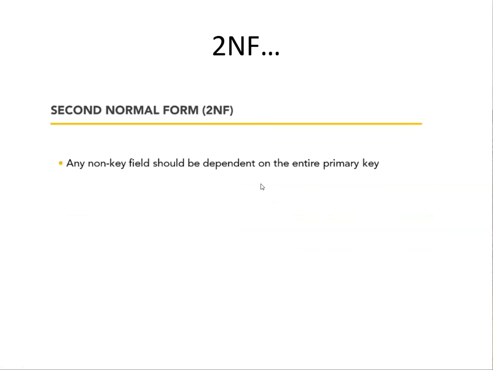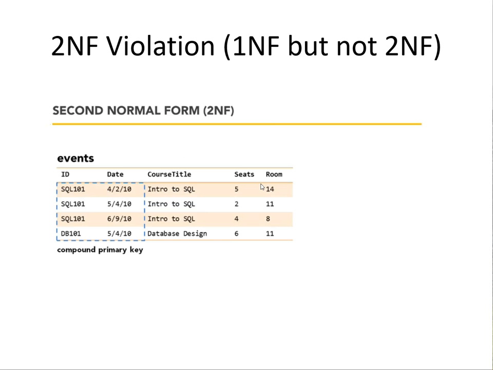Second normal form's definition is any non-key field, so anything that's not a primary key, should be dependent on the entire primary key. We cannot have partial dependencies. Let's see what this really means. Let's take a look at this situation where we have a compound primary key in this events table. I have an ID and a date, and you can see that while ID is not unique, the date and ID combination are unique. So the combination of the two is forming the primary key.